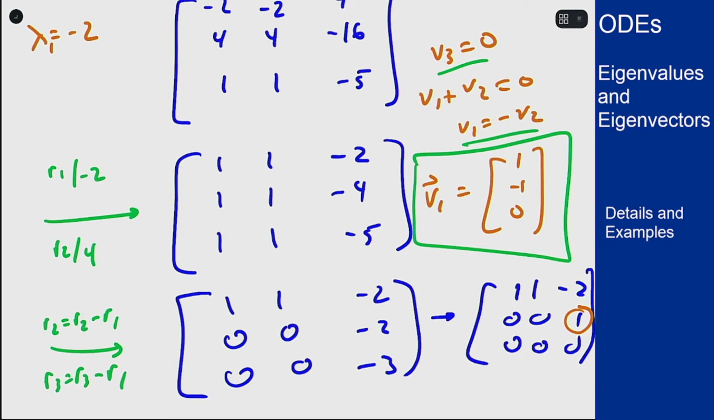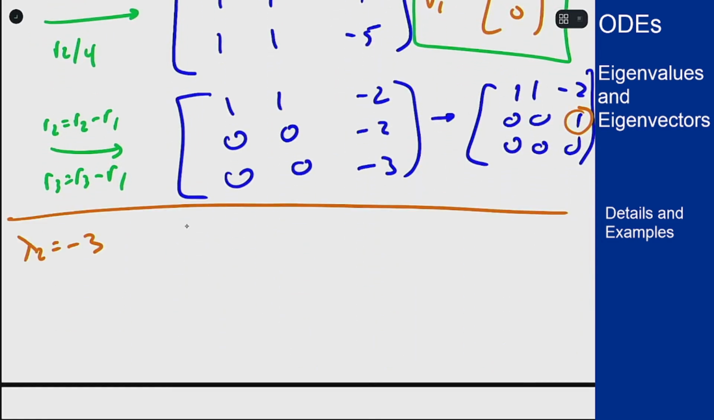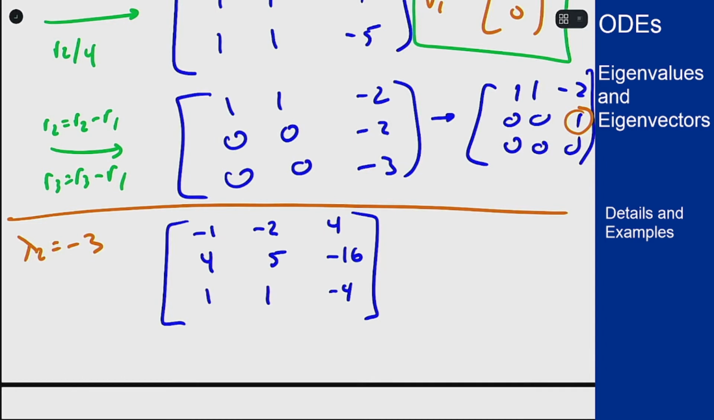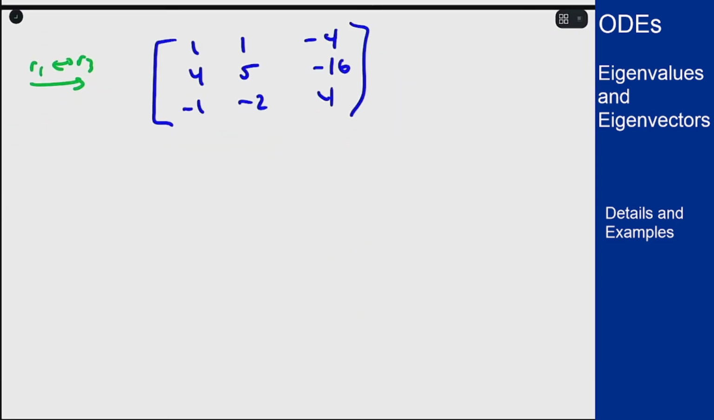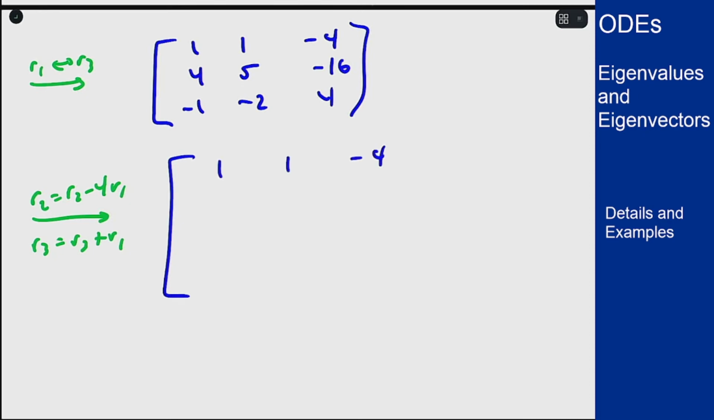We can now move on to the next eigenvalue, lambda 2, which is minus 3, and also get our matrix by adding 3 on the diagonal instead of adding 2, which gives the following matrix. This time I'm going to do a row swap. I'm going to swap rows 1 and 3 to set up the row reduction that way. And then I'm going to add 1 copy of row 1 to row 3 and subtract 4 copies of it from row 2 to get rid of those two entries to give me 1, 1, minus 4, 0, 5 minus 4 is 1, negative 16 plus 16 is 0, and I get 0, minus 1, and 0.